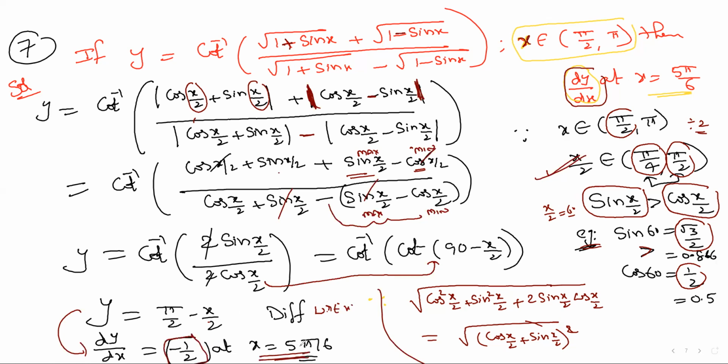At x is equal to pi by 6, for x we can take any number, any angle. So the answer is minus 1 by 2. Why? Because minus 1 by 2 is a constant.